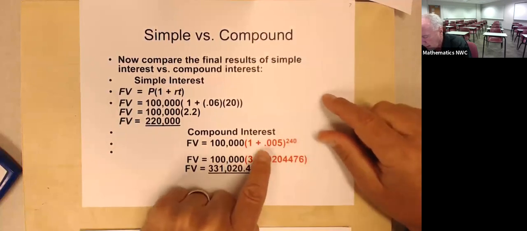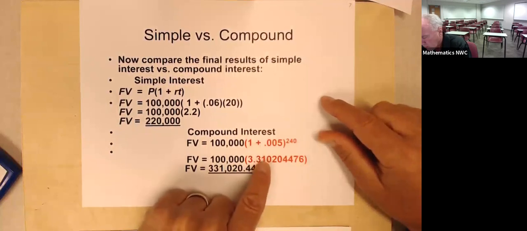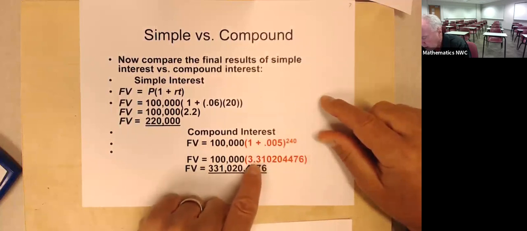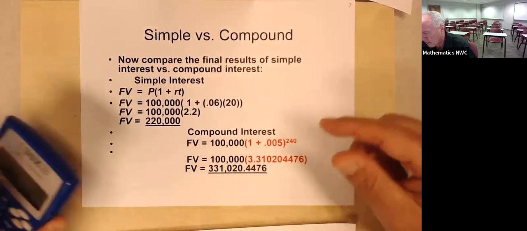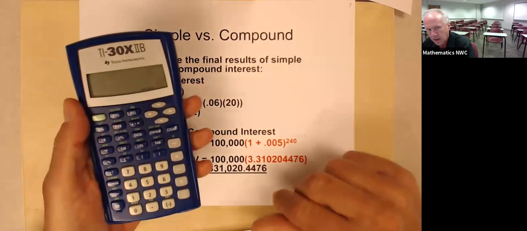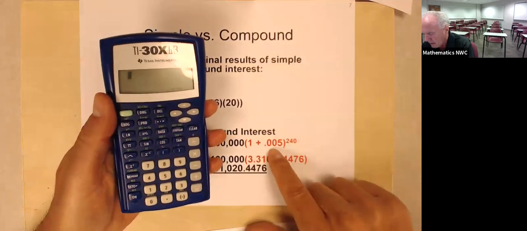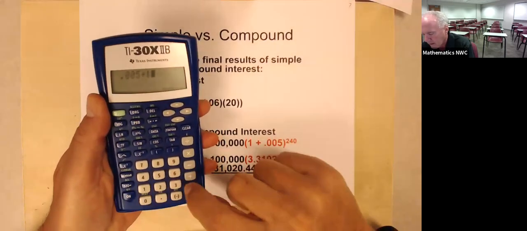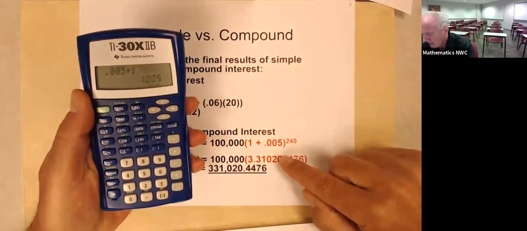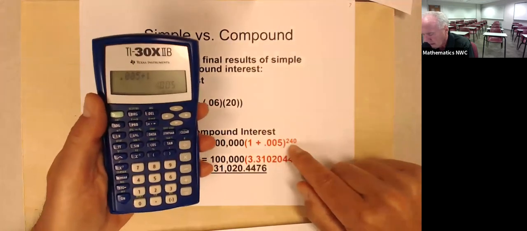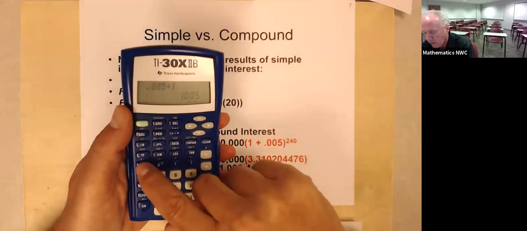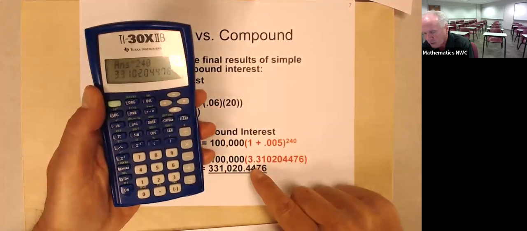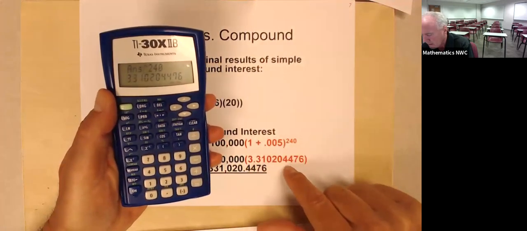You can take this number, add it to 1 in your calculator, go exponent 240 times, hit enter to make sure you can get this 3.31020, etc. I'm going to show that here on your calculator again. I'm going to take this 0.005 plus 1 equals, there is that 1.005. I'm going to raise it to the power 240. That's exponent right here, exponent 240. Hit enter, and that's where I get that 3.31, etc.